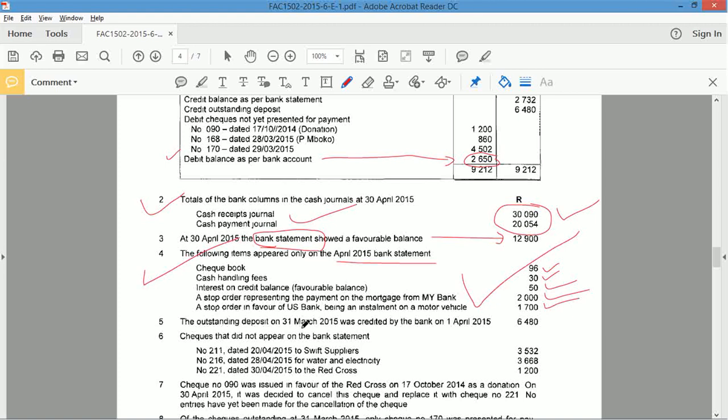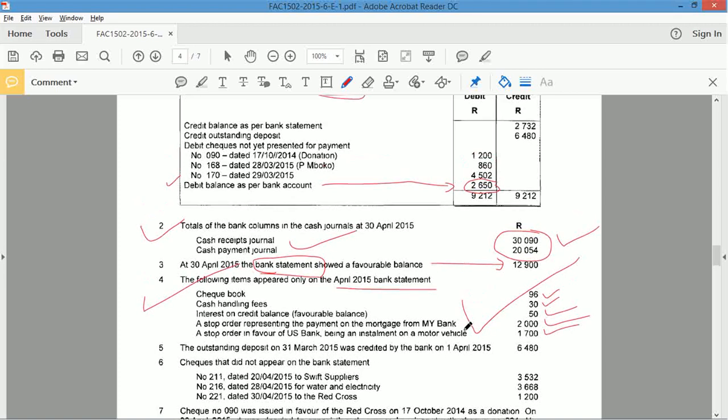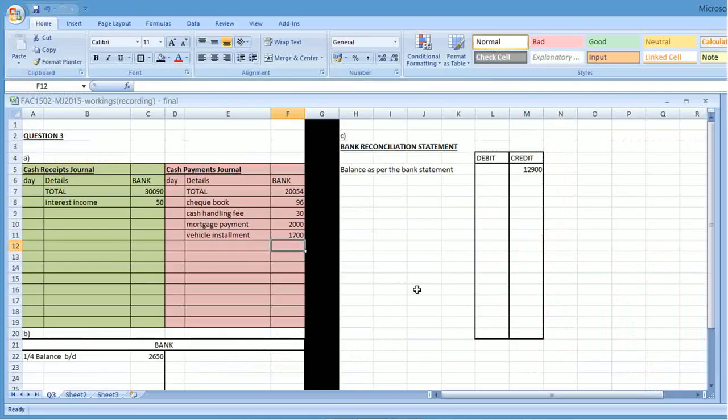5. The outstanding deposit on 31st March was credited by the bank. So that means this figure over here can be ticked because the bank has now processed it. Number 6 says, checks that did not appear on the bank statement. We've got checks dated 20th of the 4th, 2015, so that's April. These are all outstanding checks. These are checks that have not been presented for payment yet. They will go to the bank recon.